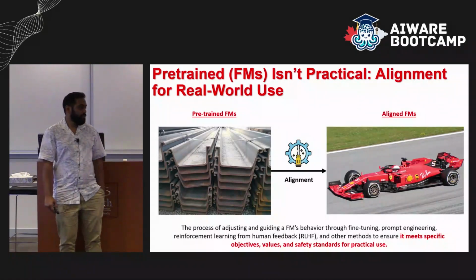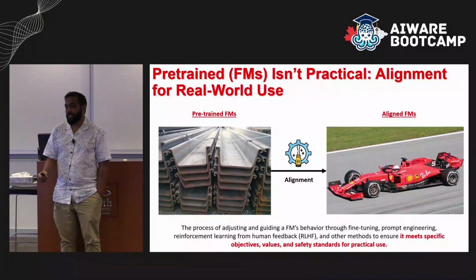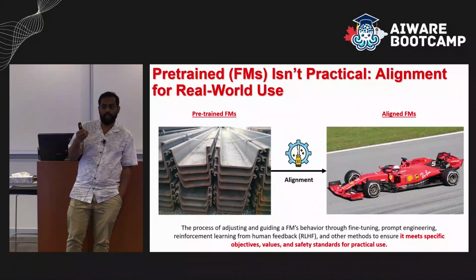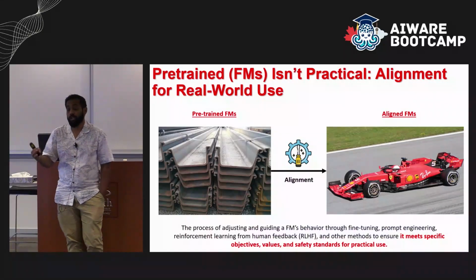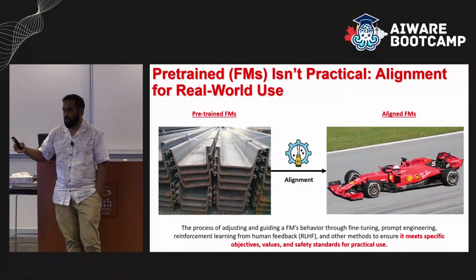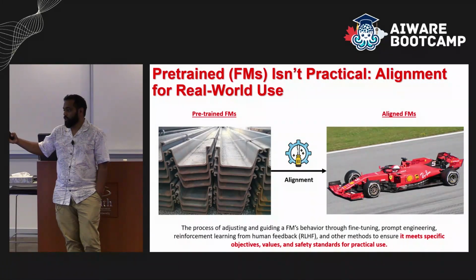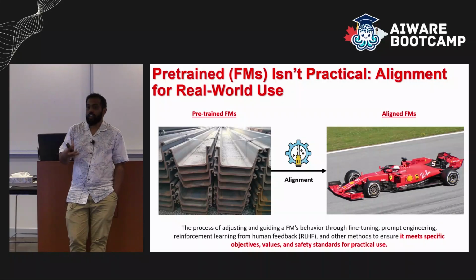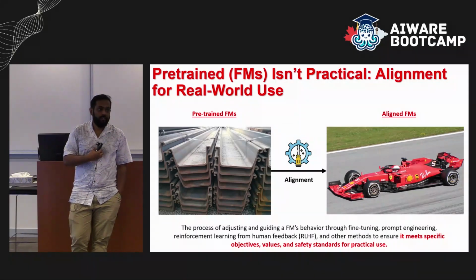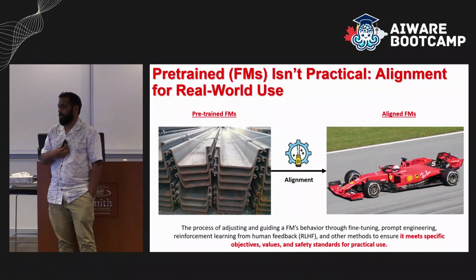So why can't we just use the pre-trained model? Pre-trained models are typically good at predicting the next token, or whatever simple task they were trained for. If you take GPT as an example, it was trained to predict the next token. Just by predicting the next token, we can't really go very far. So we need to adapt the behavior of the FM for our specific task for us to be able to get any mileage out of the model.